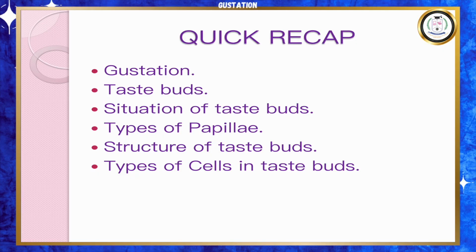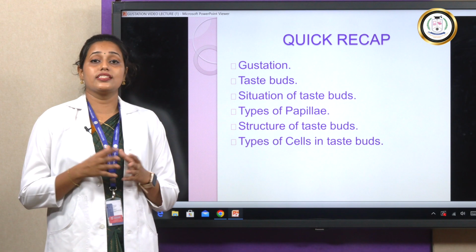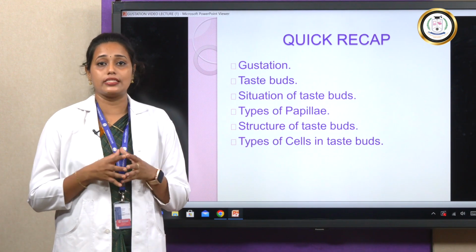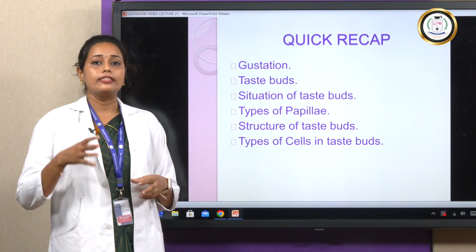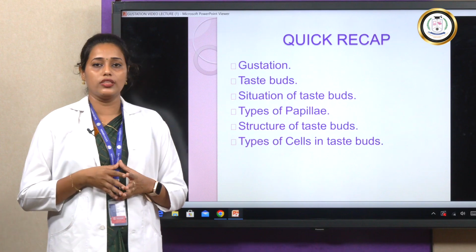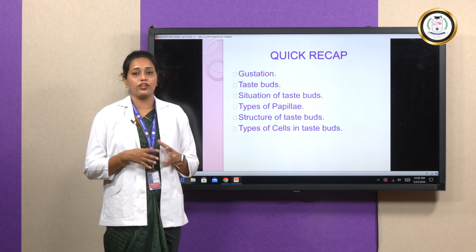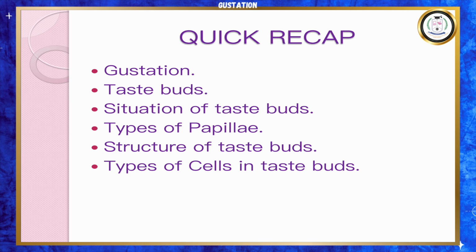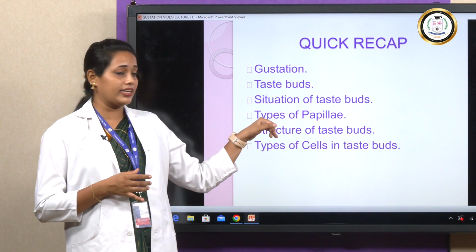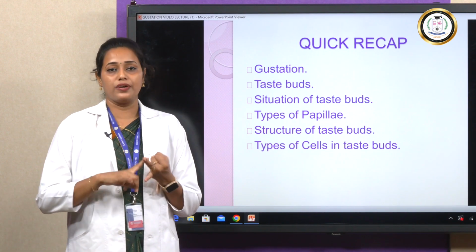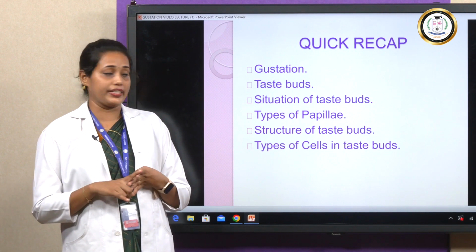Yes, now we look at a quick recap of today's session. We discussed what is gustation. The sensation of taste is called gustation. So we have taste buds. These taste buds are ovoid in shape. The taste buds are mostly present on the papillae of the tongue, and some taste buds are also present on the mucosal layer of the epiglottis, palate, pharynx and the proximal part of the esophagus. Next, we discussed the types of papillae. We have 4 types of papillae: filiform, fungiform, circumvallate and foliate papillae.